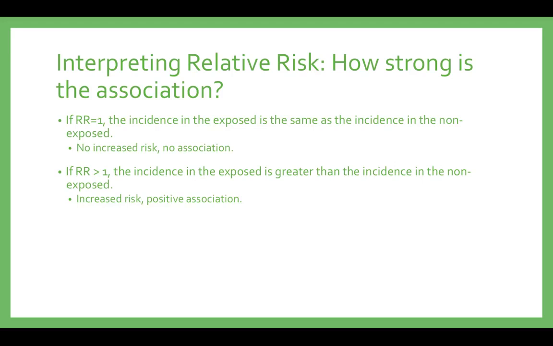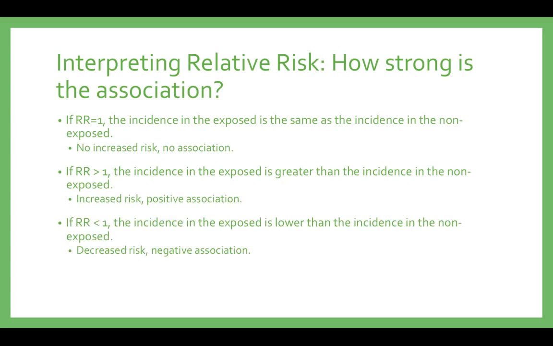If the relative risk is greater than 1, the incidence in the exposed is greater than the incidence in the non-exposed. There is a positive association or detrimental effect, also known as a risk factor, of being exposed to the stimulus. If the relative risk is less than 1, the incidence in the exposed is less than the incidence in the non-exposed. There is a negative association or protective effect of being exposed to the stimulus. Remember, the further the relative risk is from 1, the stronger the association.